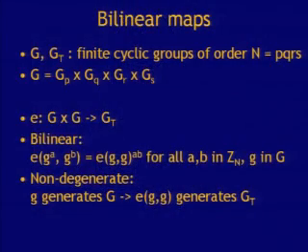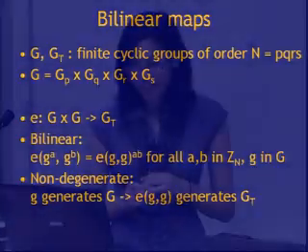Okay, so I'll just show at a high level what our scheme looks like. In our scheme, we use bilinear maps. So we have two groups, G and GT, which are finite cyclic groups of order n, where here n is a composite, which is the product of 4 primes, P, Q, R, and S. And we can write G as the product of these 4 subgroups, GP, GQ, GR, and GS. And we have a bilinear map e, which takes G cross G to GT.